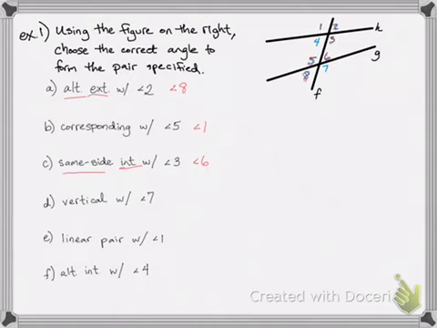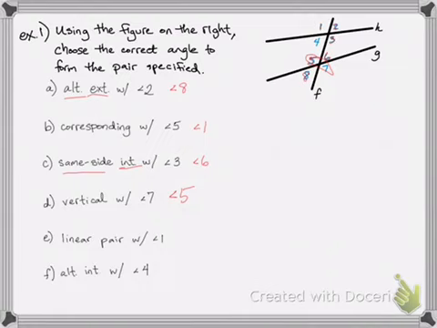Vertical with angle 7. So remember, vertical means they share a vertex, and they're on opposite sides, and they are made by the same two intersecting lines. So it looks like 5 and 7. Oops, I don't know why I wrote 7. All right. And up next says linear pair with angle 1.